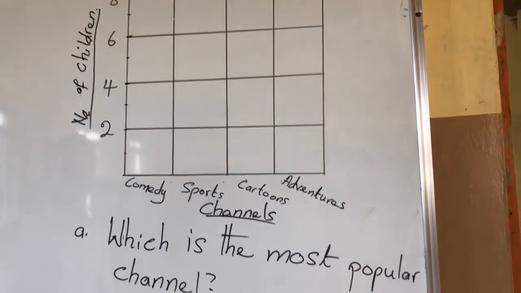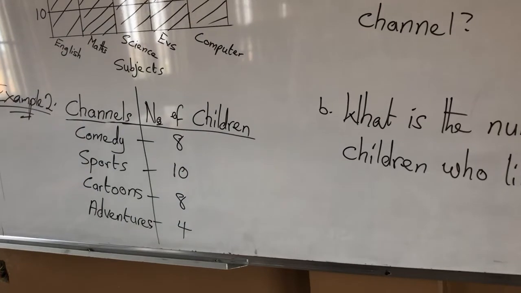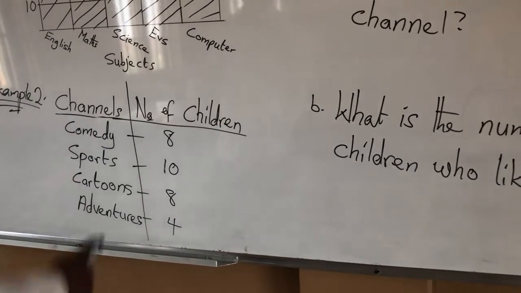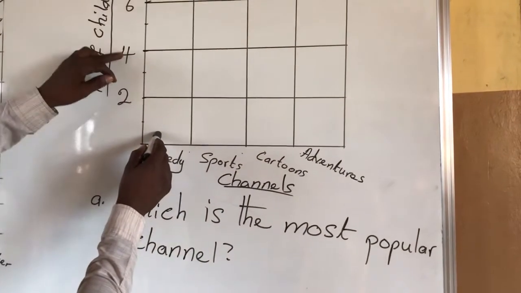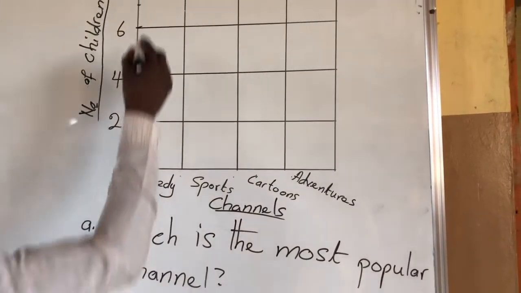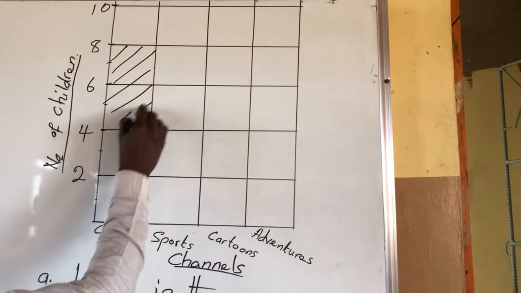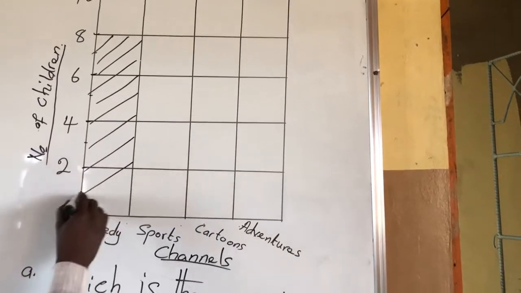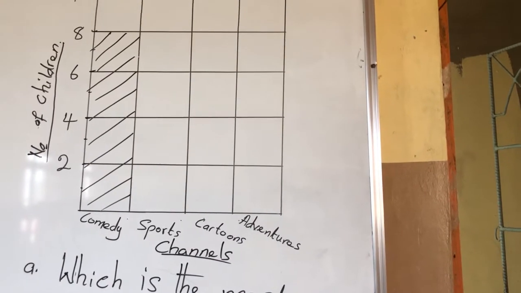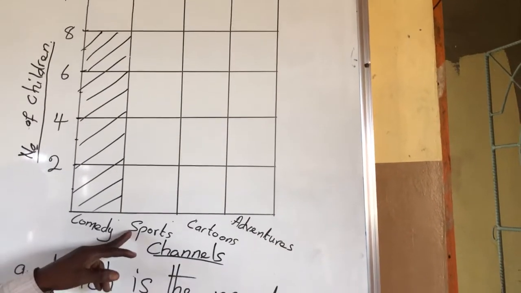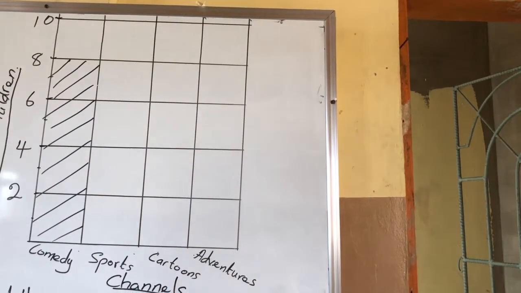All right, let's quickly represent that. Look at it. Comedy is 8. This is comedy. 2, 4, 6, 8. So you quickly represent that by shading. Sports is 10. You go to sports. 2, 4, 6, 8, 10.